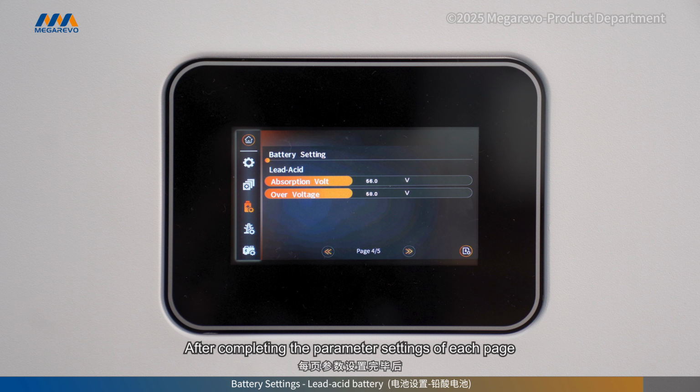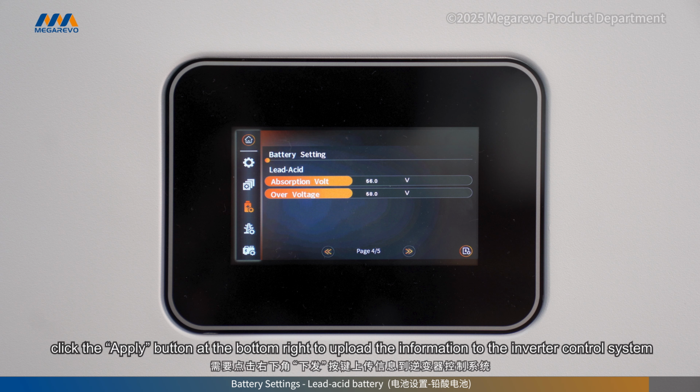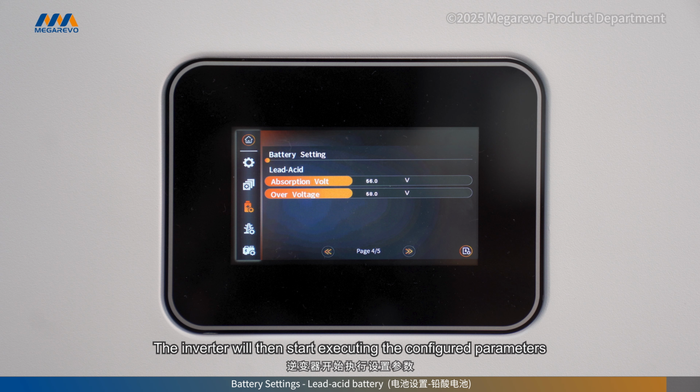After completing the parameter settings of each page, click the Apply button at the bottom right to upload the information to the inverter control system. The inverter will then start executing the configured parameters.